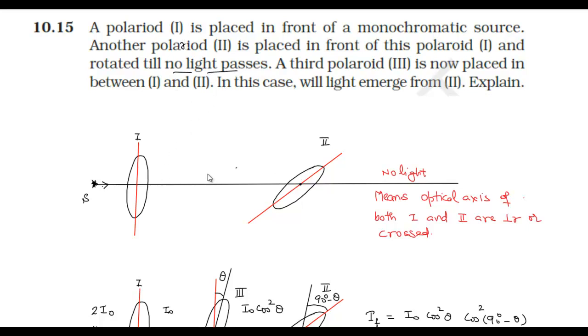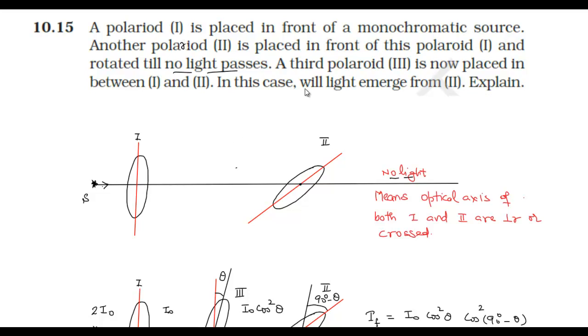Now this is just an application of Malus law. When the optical axes of these two polaroids become perpendicular to each other, meaning they become crossed, then there will be no light. So in this given condition, indirectly he is saying that the two polaroids are crossed.